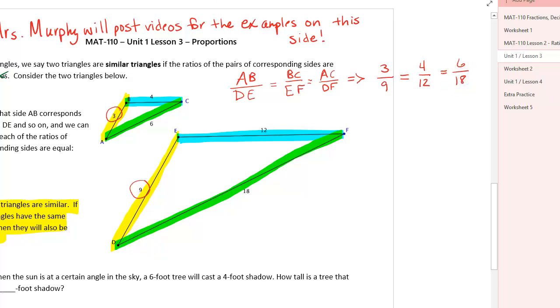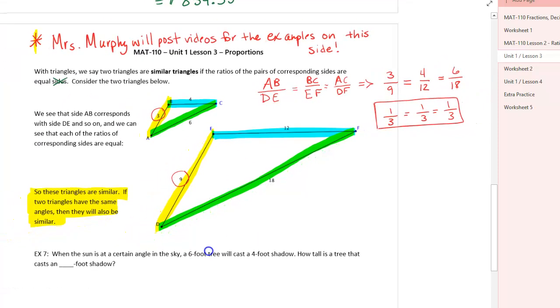And if we reduce each one of these, 3/9 will reduce to 1/3 if we divide the top and bottom by 3. 4/12 will reduce to 1/3 as well if we divide 4 and 12 by 3. And finally, 6/18 reduces to 1/3 by dividing the top and bottom by 6. So since the ratios of the corresponding sides are equal, we say this triangle is similar. And this will allow us to find a missing side by setting up a proportion with just 2 of the corresponding sides.